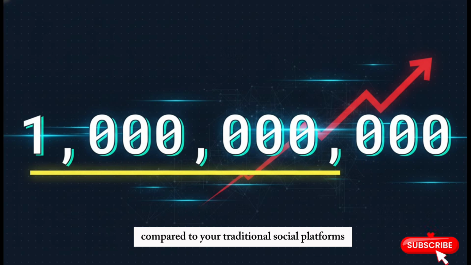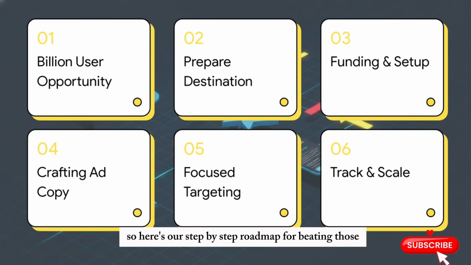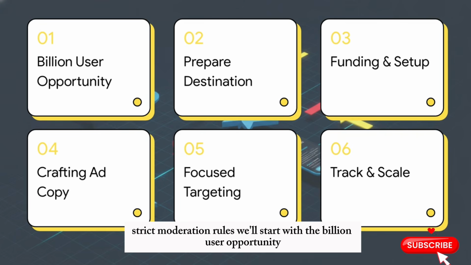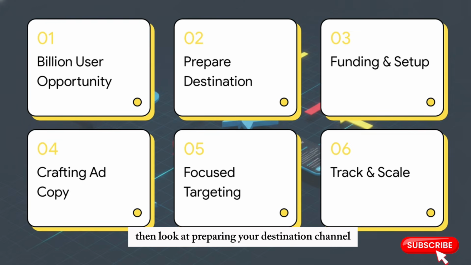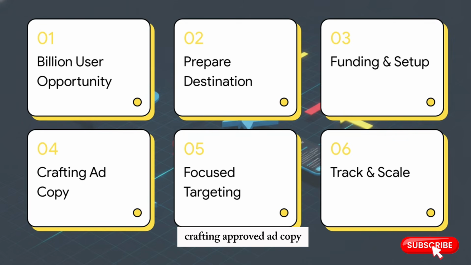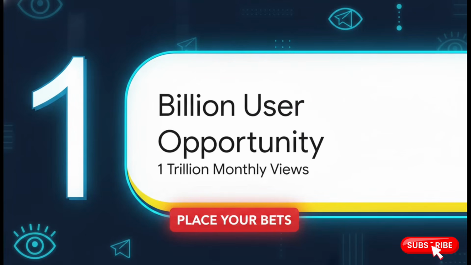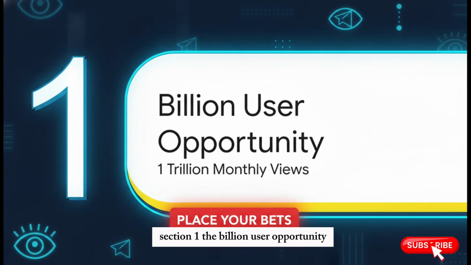So, here's our step-by-step roadmap for beating those strict moderation rules. We'll start with the billion user opportunity, then look at preparing your destination channel. After that, we'll cover funding and setup, crafting approved ad copy, laser-focused targeting, and finally, how to track, tweak, and scale your campaigns. Section 1, the billion user opportunity, tapping into 1 trillion monthly views.